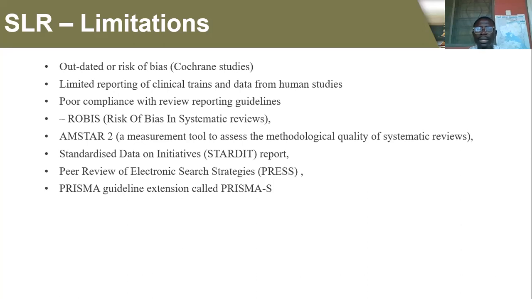Then going forward, there have been some suggestions on how these challenges can be tackled. People have come out with robust tools: the risk of bias tool in systematic review, AMSTAR 2, the measurement to assess the methodological quality of systematic reviews, then our almighty PRISMA, and now we have PRISMA-S. We will take time to look at what goes into the PRISMA diagram. If you are able to follow set measures, you'll be able to reduce these limitations regarding the systematic literature review.